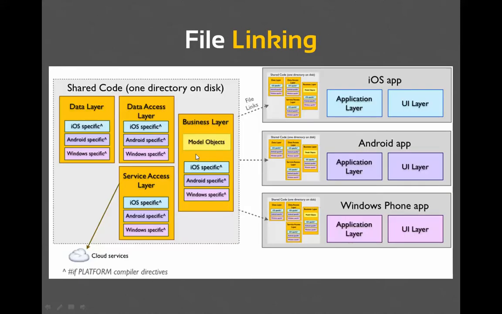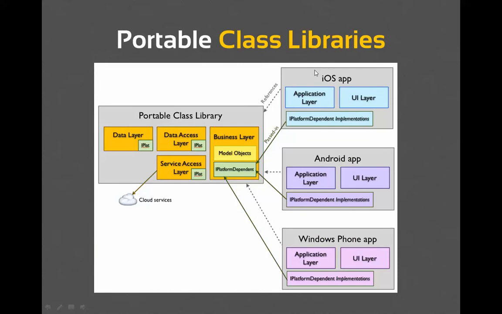So here's kind of how file linking works. It's kind of a mess sometimes if you don't really know what you're doing with it, but you're basically taking that shared code file and linking it to each app. They're going to have their own version of that, and then you'll be able to use the compiler directives to dictate what's even going to run on each platform at compilation time. I'm not going to go too much in depth with it, but we're going to go over more of portable class libraries, which are the newer way of doing all this.